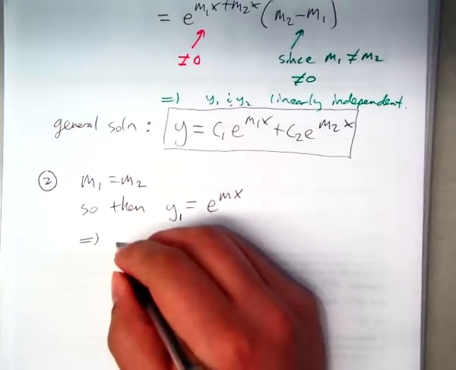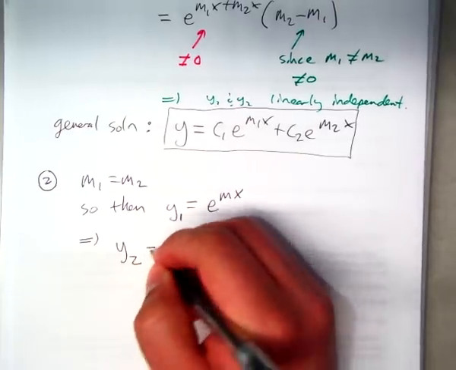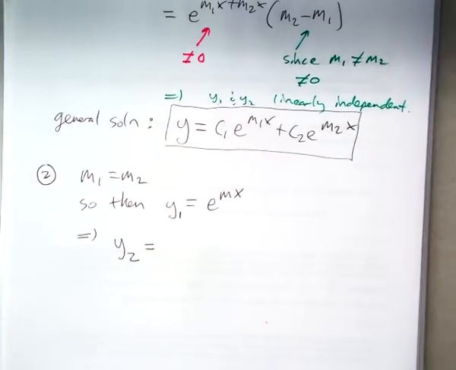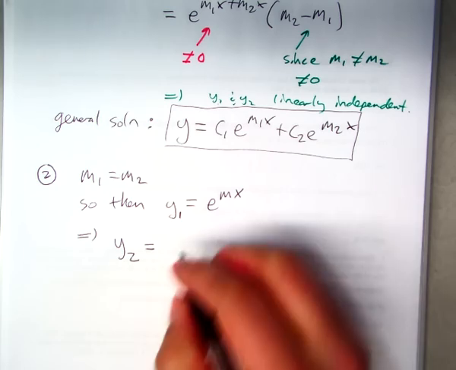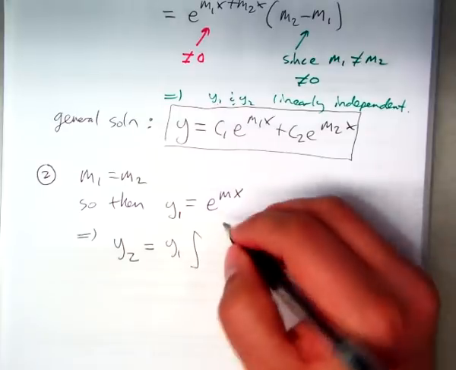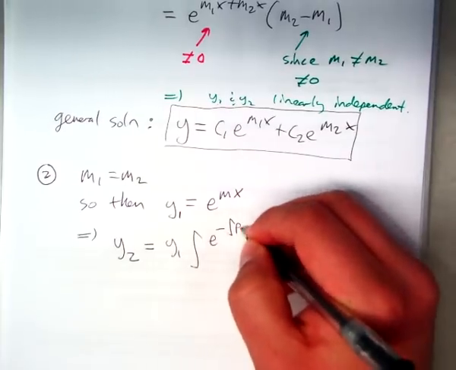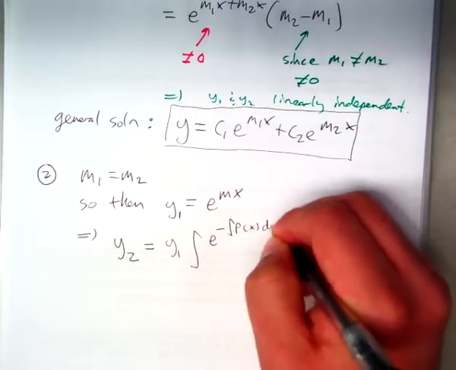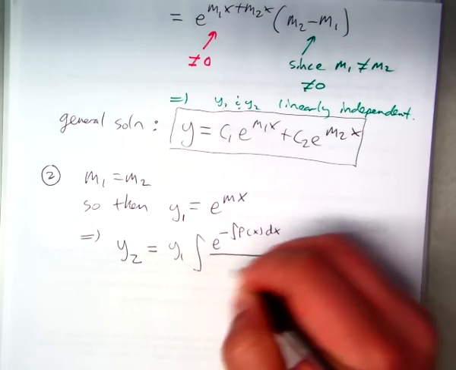We're going to use the formula y2, either reduction of order, we're not going to do that, right? Either reduce the order or use the shortcut. y2 is going to equal y1 times the integral of e to the minus integral of p of x dx all over y1 squared.